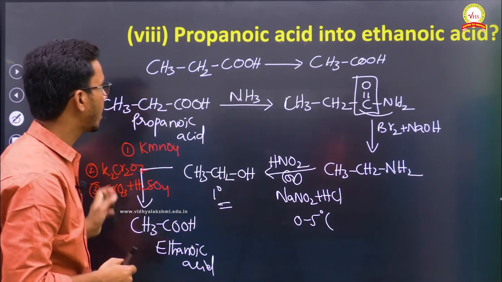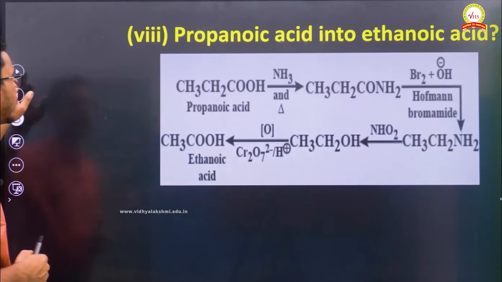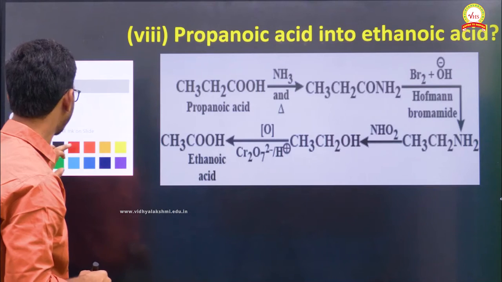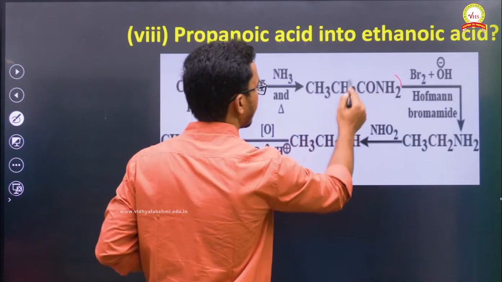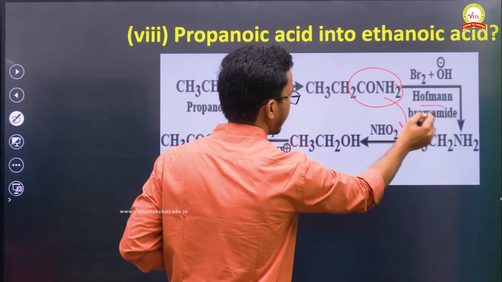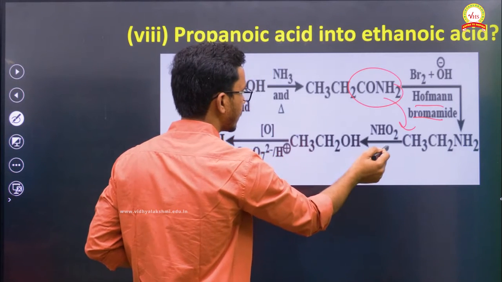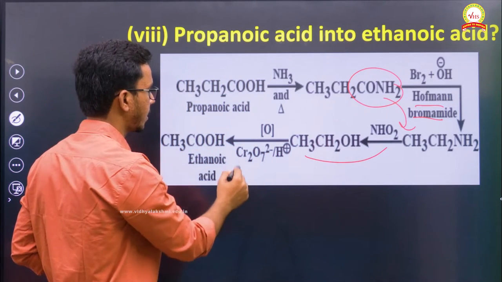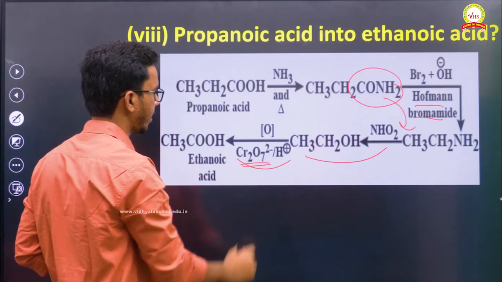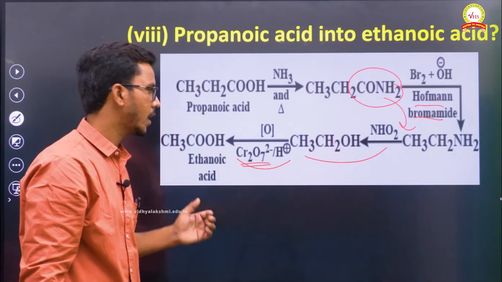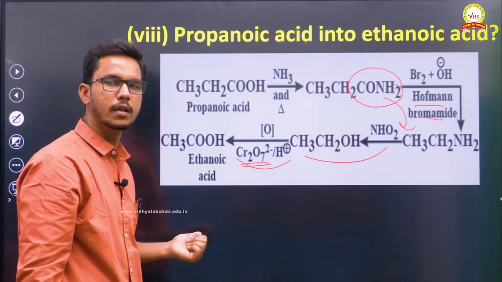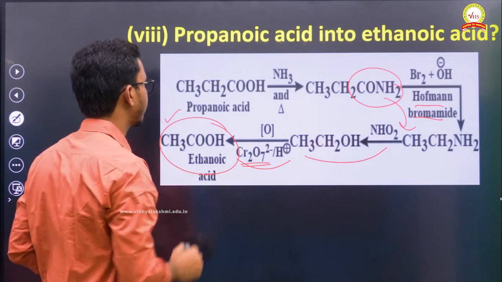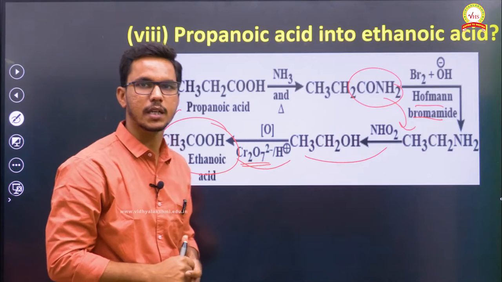This is about all the organic conversions. Let us see whether the conversion is right or wrong. First, the amide has been converted to amine by the Hoffman bromamide degradation reaction. This on reaction with HNO2 gives alcohol. This on reaction with a strong oxidizing agent, we have taken K2Cr2O7, or you can take KMnO4, or you can also take Jones reagent, gives the acid which we need.